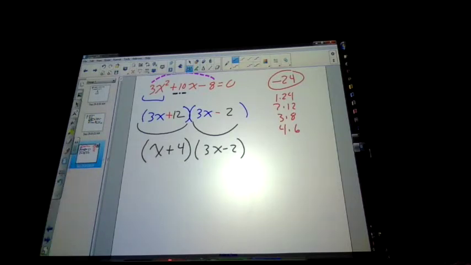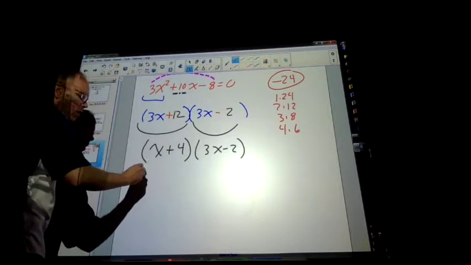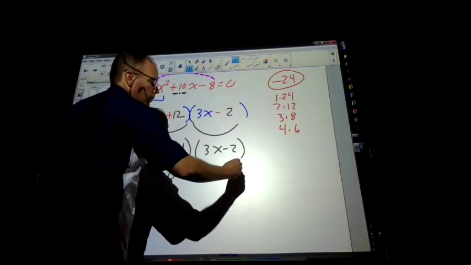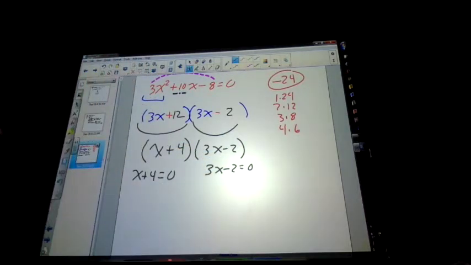It works, okay? This problem is not equal to y, it's equal to 0, so I have to go one step further to solve it. What's the one step further to solve it? How do I solve it? Set each of those binomials equal to 0. So I'm going to take x plus 4, set it equal to 0, and I'm going to take 3x minus 2, set it equal to 0. Is that okay? And then it becomes algebra 1.